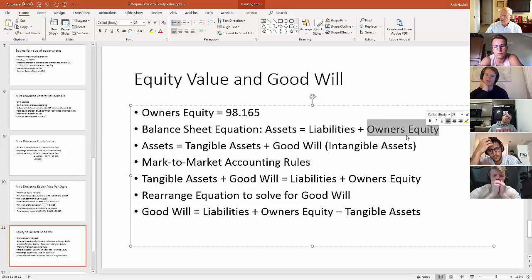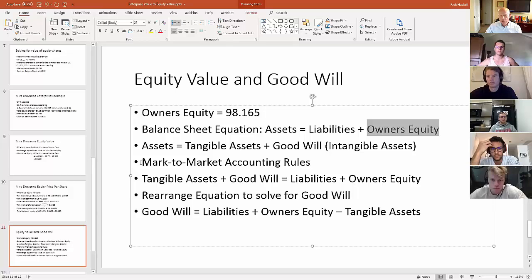98.165 for owner's equity, then those two together ought to equal the assets, right? But the assets of the company are both tangible assets and intangible assets. And we're going to think of those as tangible assets or assets on the balance sheet and goodwill, which may or may not be on the balance sheet already. To talk about that, we need to discuss something referred to as mark-to-market accounting.